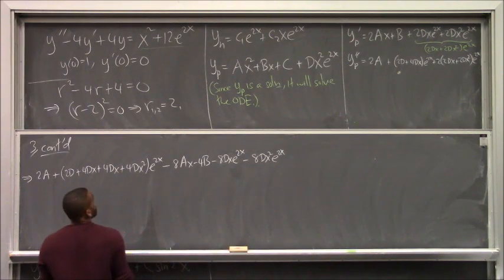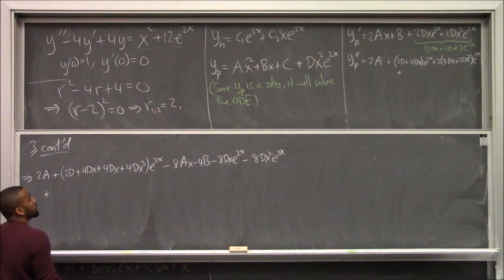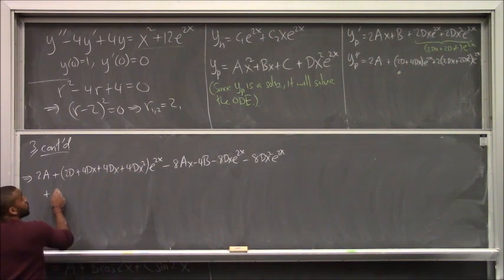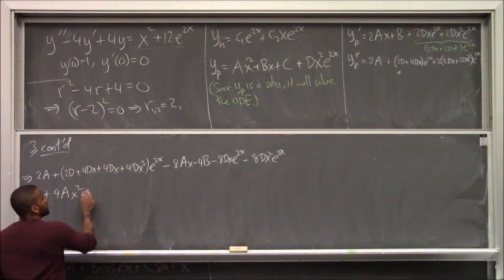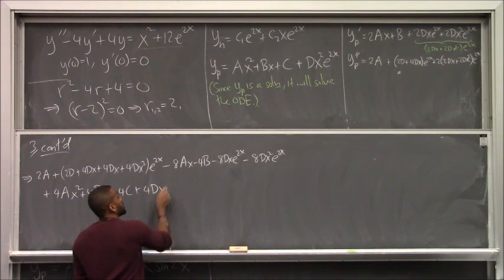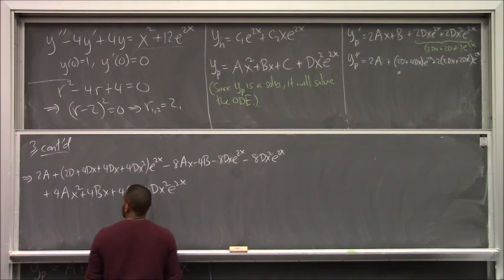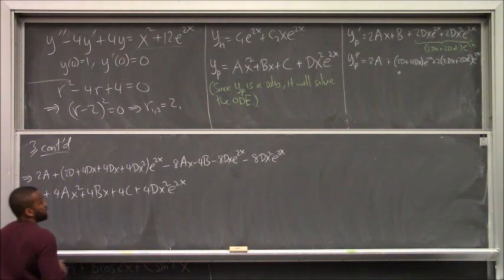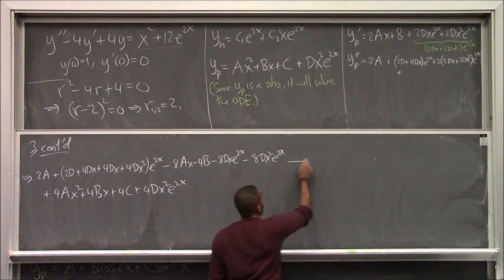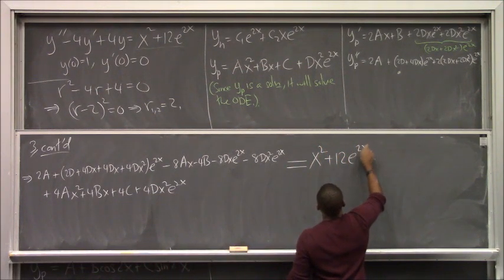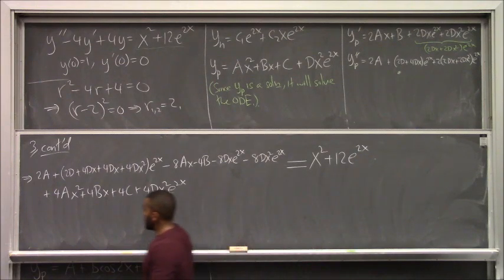Now I'm going to take 4 times the y. Where's the y? Over there. So 4ax squared plus 4bx plus 4c plus 4dx squared e to the 2x. And all of this, by the way, is going to be equal to x squared plus 12 e to the 2x. Now let's look at what the left side is going to simplify to.